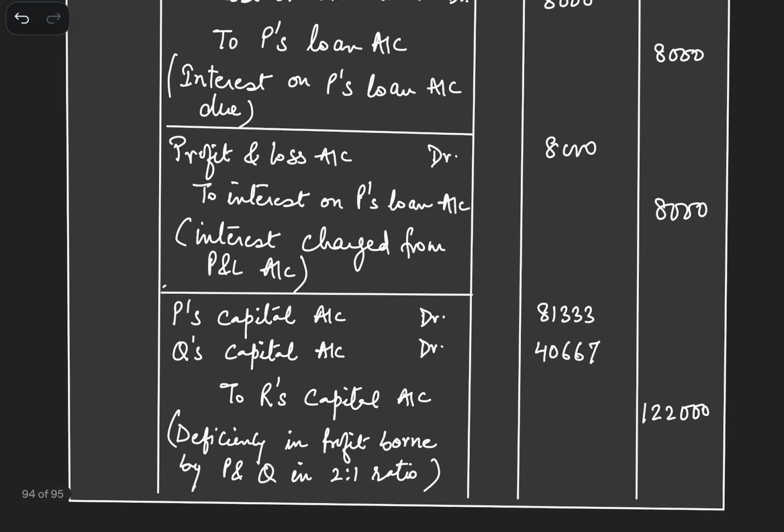Next, we have found the total deficiency in the profit, that is to be shared by partners P and Q in 2:1 ratio. That we have already calculated. So we are passing the entry: P's capital account debit, Q's capital account debit to R's capital account, that is 81,333 and 40,667, which equals 1,22,000.